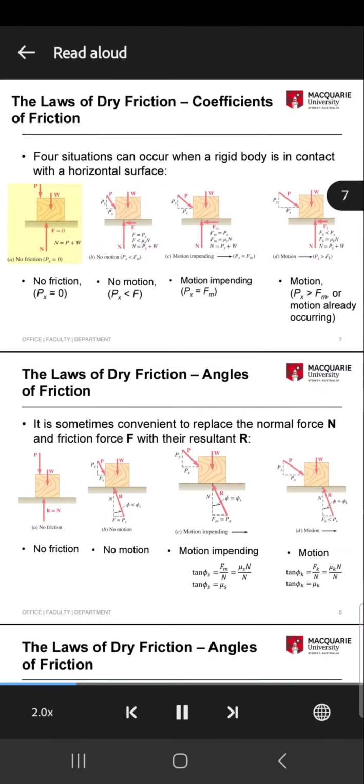A block with weight W is positioned on a horizontal surface subject to force P acting down. No friction, N equals P plus W, P_s equals 0. A block with weight W is positioned on a horizontal surface subject to force P acting down to the right. No motion, P_s less than F_m, F equals P_x, F less than mu_s N, N equals P_y plus W.